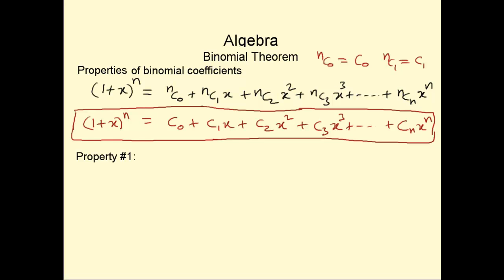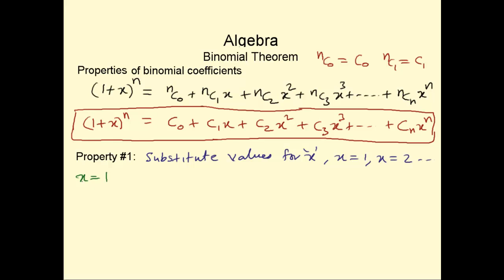So property number one, we can deduce the properties of the binomial coefficients by substituting some values for x. So you can substitute values for x, such as x could be equal to 1 or x could be equal to minus 1 or 2 and so on. So let's see what happens if you substitute x equal to 1. Let's put x equal to 1 in the above equation here.